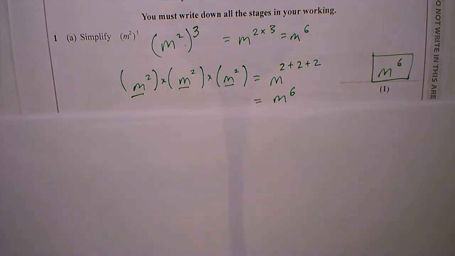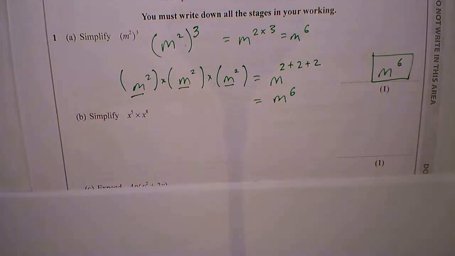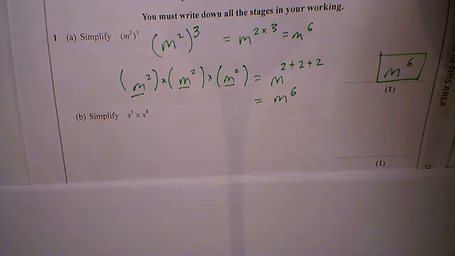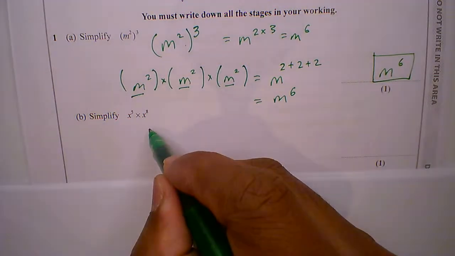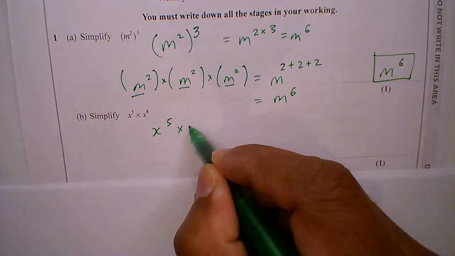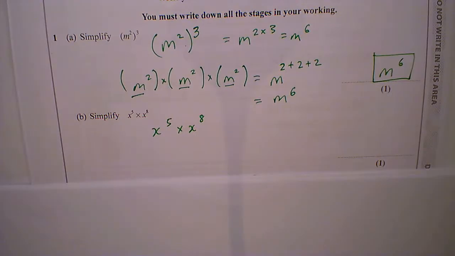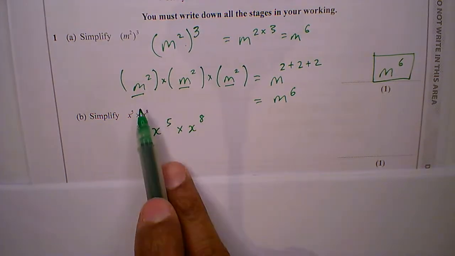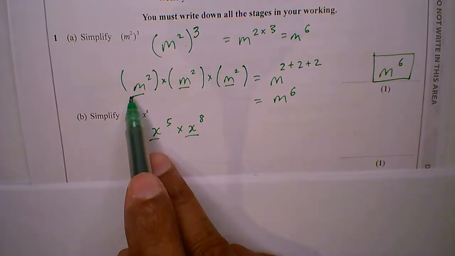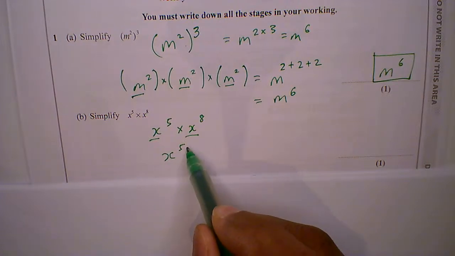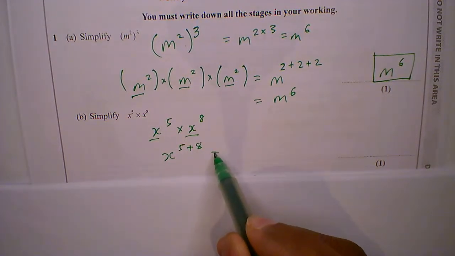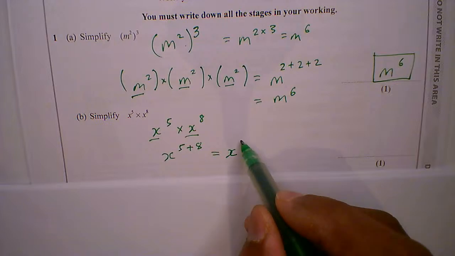Okay, so that's 1 mark banked. We'll keep a tally of how many marks we are banking. Here's the next question. Okay, and you can see it's similar to the previous question. We've got the same base, so therefore we can add the powers. 5 plus 8 gives us x to the power 13.